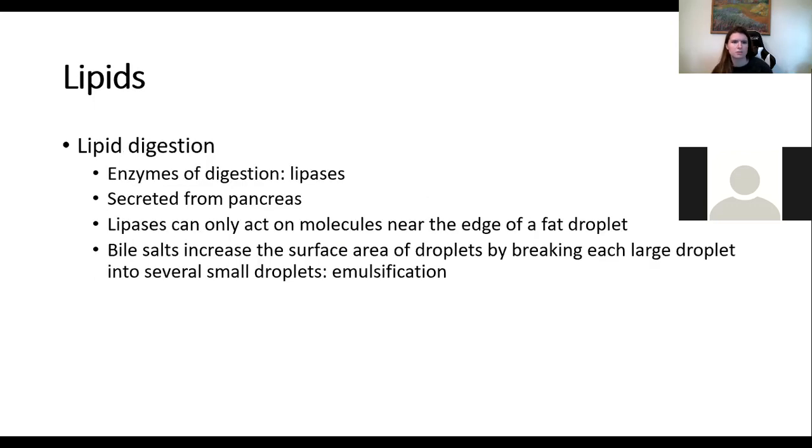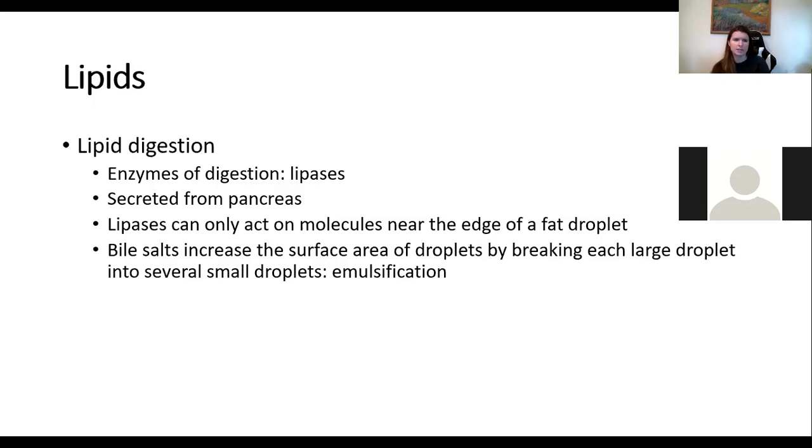Okay, so when we consume lipids, they basically form these big fat droplets because they're in a medium containing water and they're nonpolar, which means they're hydrophobic, which means they're oil and water, right? They don't mix well. So we're going to need to break down these fat globules, these droplets, into small enough sections that we get enough surface area that the enzymes can actually get at the lipids and break them down.